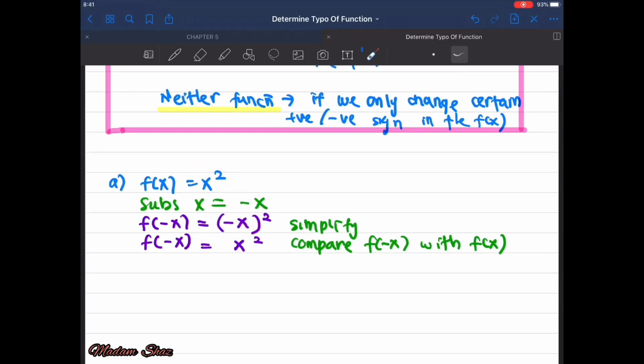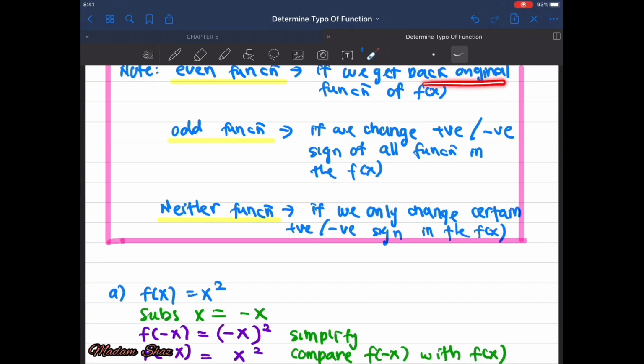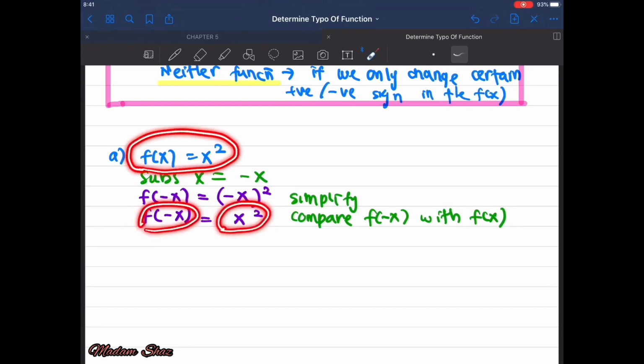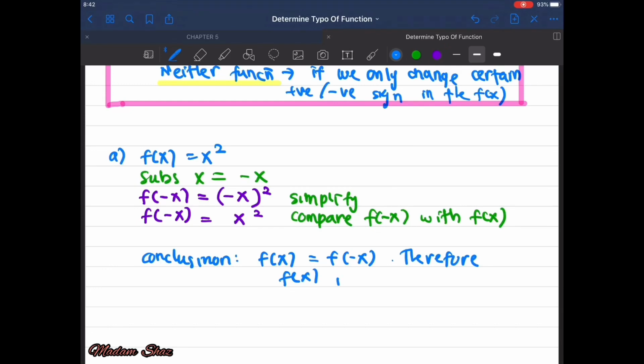So this is what I mean by, for the even function, if we get back the original function of f(x), then it is an even function. Since f(-x) is equal to x square and your f(x) is equal to x square, it means that we get back our original function. So the conclusion is f(x) is equal to f(-x). Therefore, f(x) is an even function.